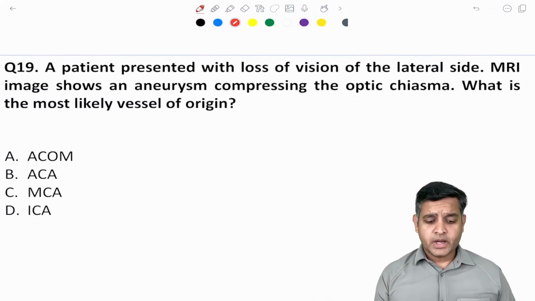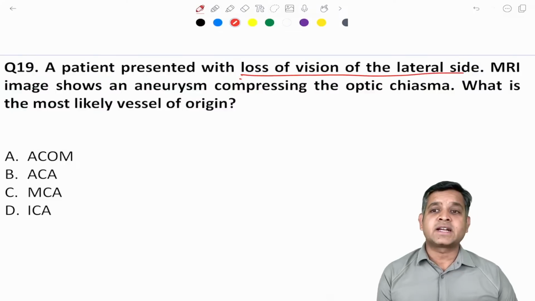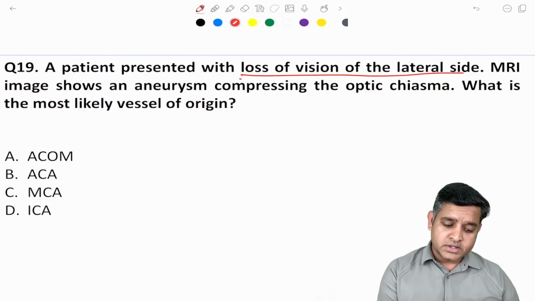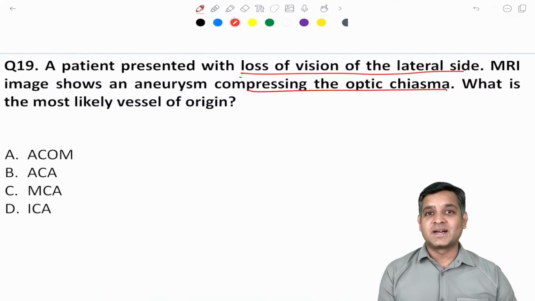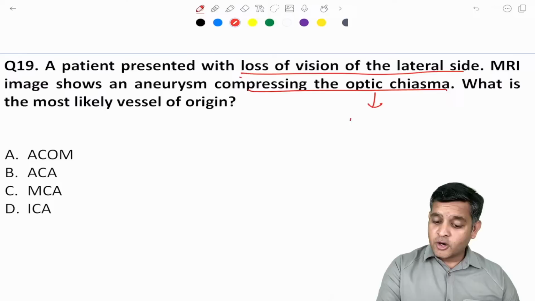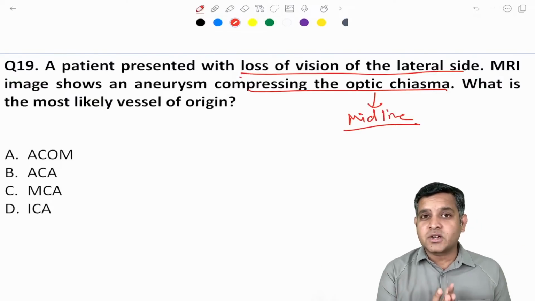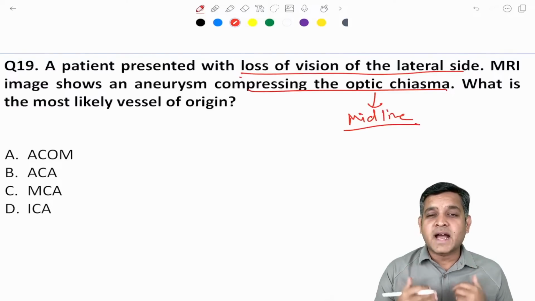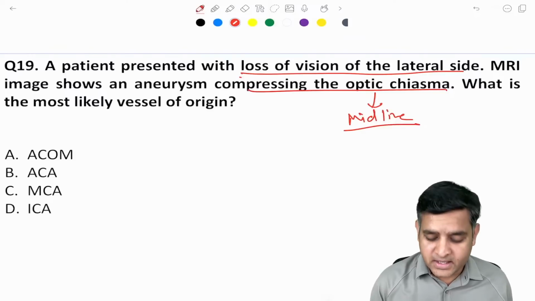Question number 19. A patient presented with loss of vision of the lateral side. MRI image shows an aneurysm compressing the optic chiasma. Where is the optic chiasma? The optic chiasma is in the midline, right? And if there is compression of the optic chiasma, the aneurysm has to be present in the midline.